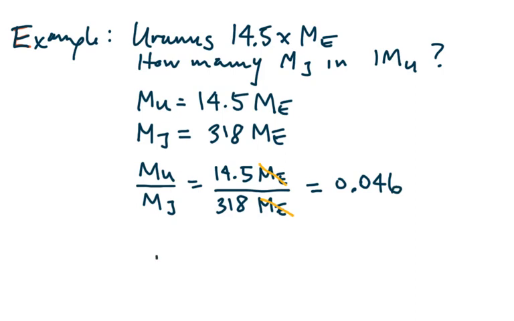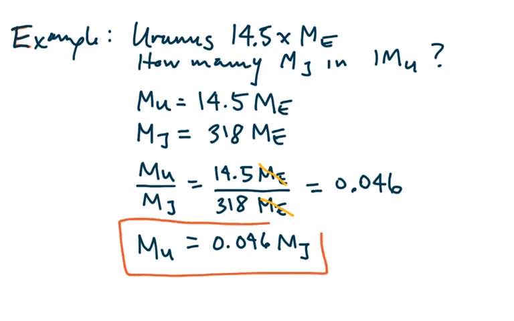And that tells us that Uranus, the mass of Uranus would be 0.046 in Jupiter mass units. So while Uranus would be in one of these Jovian planets, it has a mass much lower than that of Jupiter.